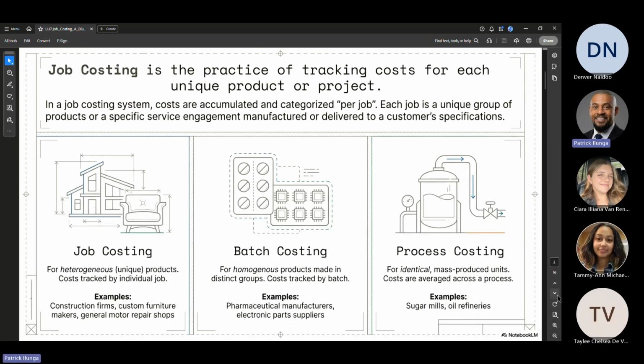The product or the outcome of the job is unique. And is that not the definition of a project?